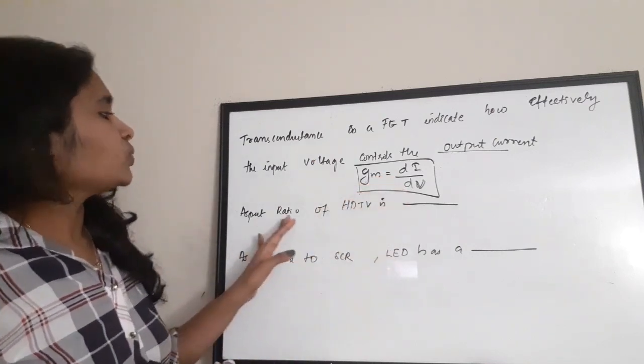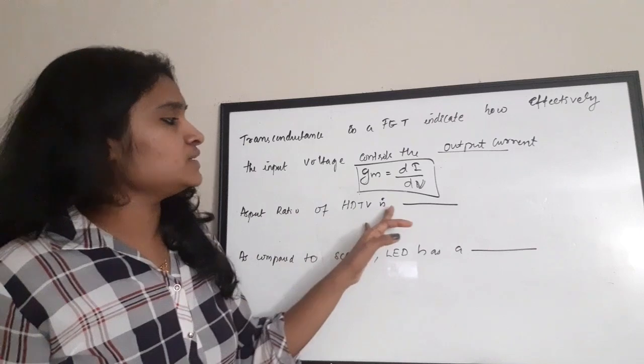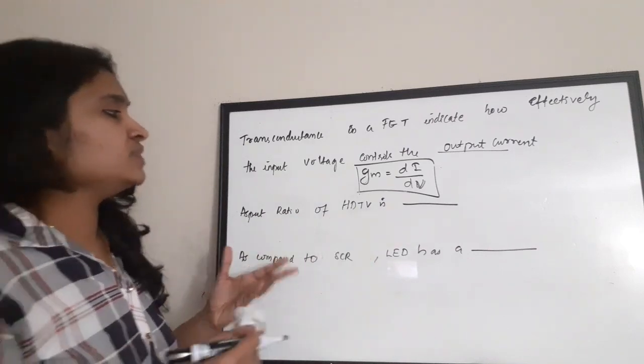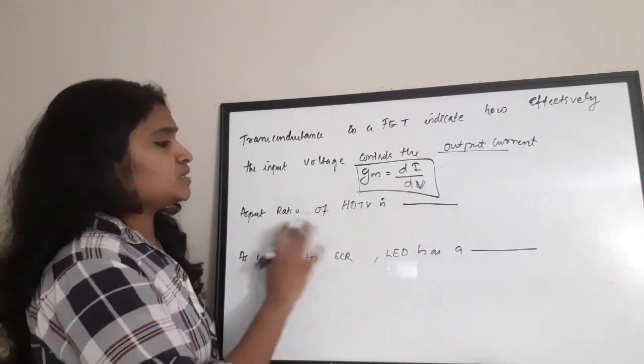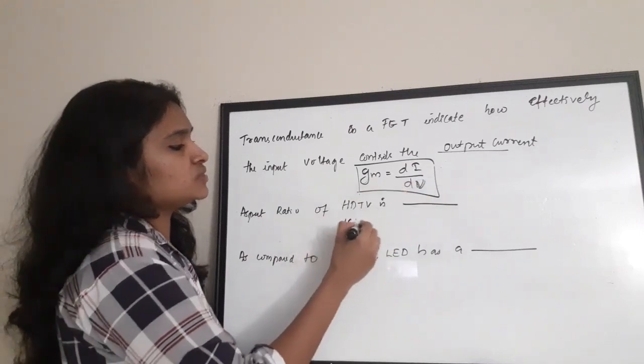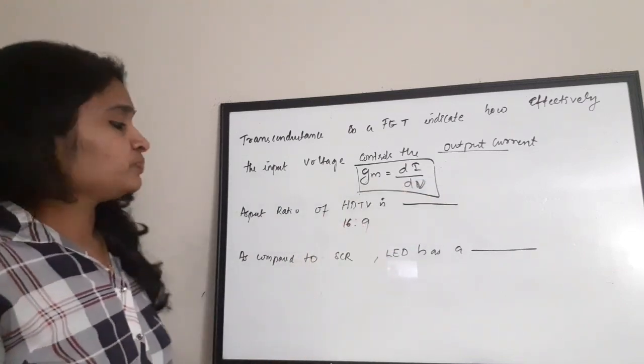Moving on to the next question, aspect ratio of HDTV. This comes under the TV subject. The aspect ratio of HDTV is 16:9.